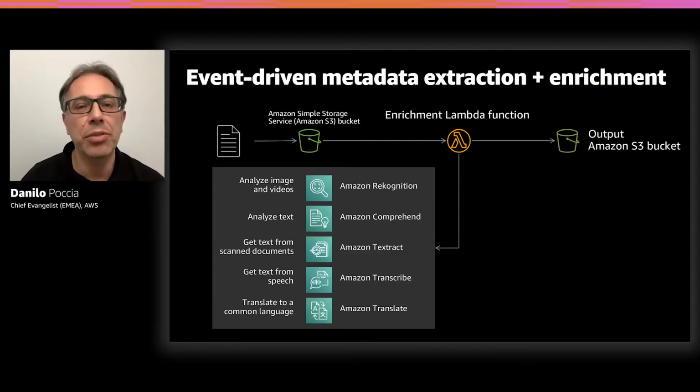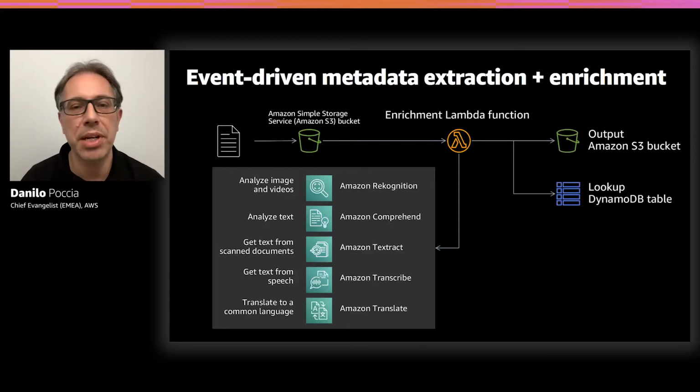Then you can write the output of this analysis as, for example, a JSON file with the same original name of the file into an output S3 bucket, and then you can use this as reference. If you need a fast lookup of this information, you can store it directly inside a DynamoDB table. Consider that a single item in a DynamoDB table can be as big as 400 kilobytes, so it can be enough for your use case or not.